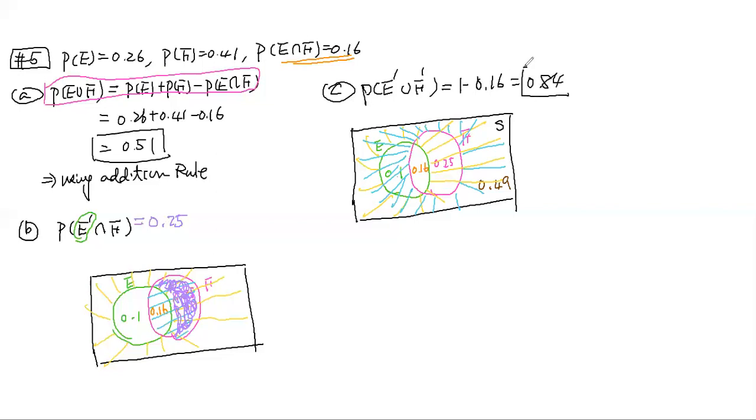Because the union means whatever is light blue and yellow. So if you look at the whole diagram, everywhere is either blue or yellow. The only part that does not have any color is that center part, which is 0.16. That's why the E prime union F prime will be 1 minus 0.16, right? Okay, so that's pretty cool, right?